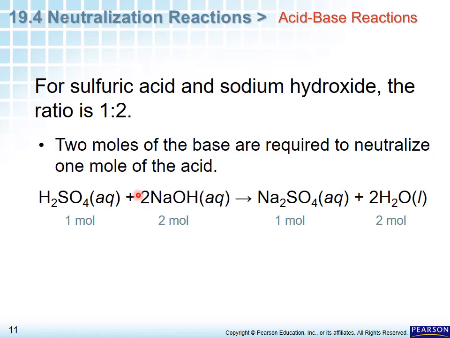So that's why we need 2 moles of NaOH to neutralize this acid, which is sulfuric acid. I hope you understood. Again, one more time, listen carefully. In H2SO4, how many H+ ions is it going to donate? 2. Good, because it is a diprotic acid.